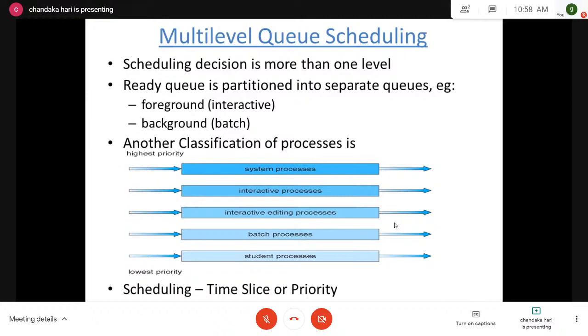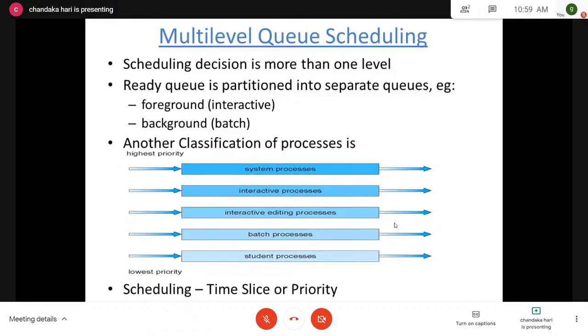Let us take an example. Suppose you take this particular case, foreground and background: 80% of the time you spend executing foreground and 20% of the time executing background. The foreground queue can be given 80% of the CPU time for round robin scheduling among its processes, whereas the background queue receives only 20% of the time to give its processes in first come first served manner, like this. You can use first come first served or priority scheduling, whatever it may be.